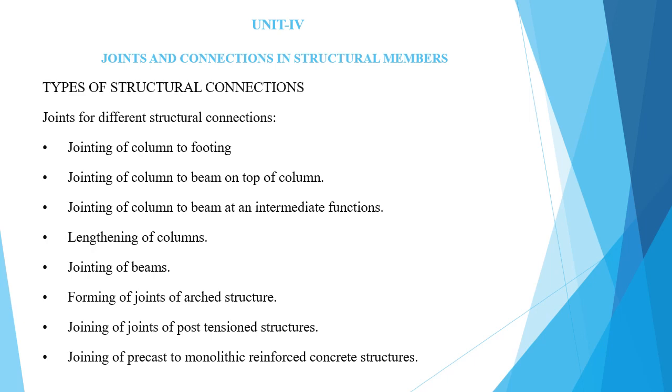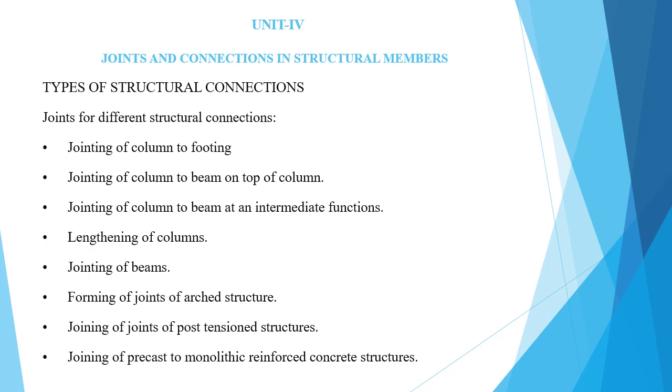This is Unit 4, Joints and Connection in Structural Member. Let me discuss about types of structural connections. Joints for different structural connection: joining of column to footing, joining of column to beam on top of column, joining of column to beam at an intermediate junction, lengthening of column, joining of beams, forming of joints of arch structure, joining of joints of post tension structure, joining of precast to monolithic reinforced concrete structure.